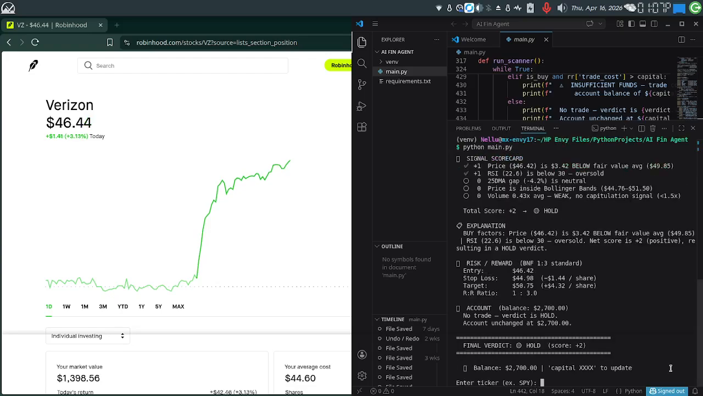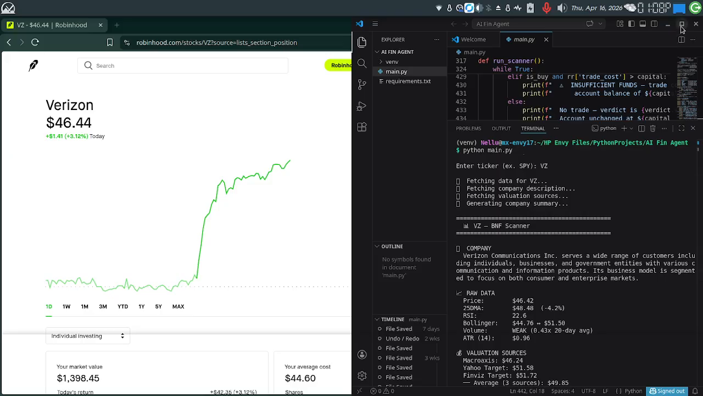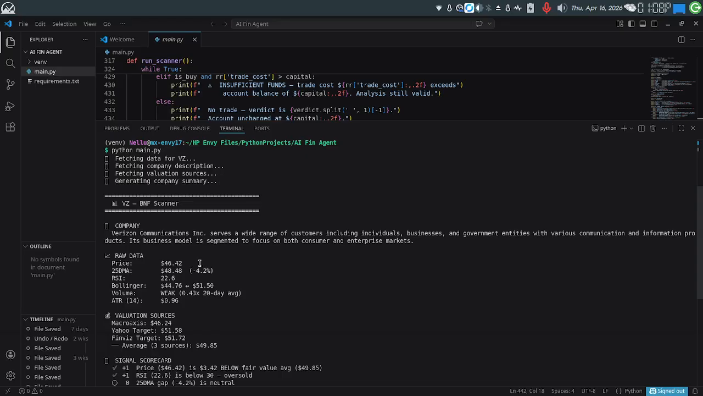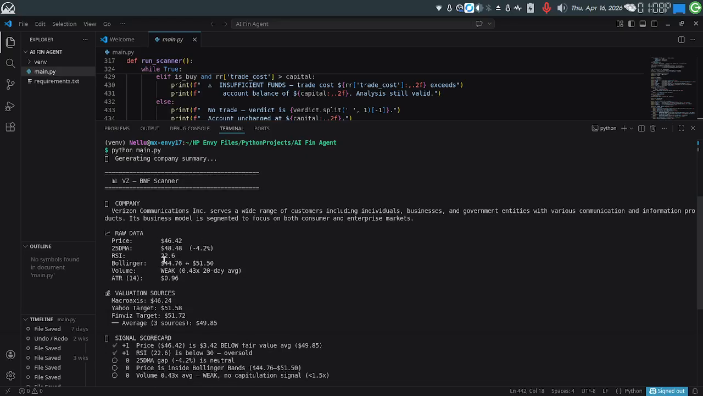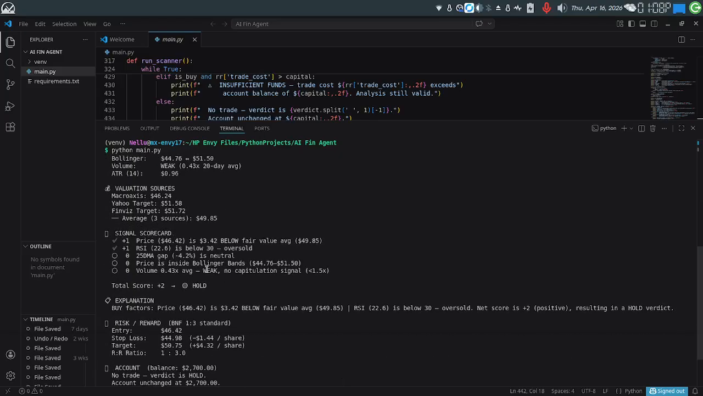So here's the constraint output it gives you. Let me make this bigger for everyone. The ticker is Verizon, it gives a small 60-word summary of the company, raw data, the price, how far it's from the 25 DMA, the RSI, Bollinger, volume, and ATR if you use ATR for stop losses or take profit. It scrapes three publicly available sources, and this is the scorecard for it.